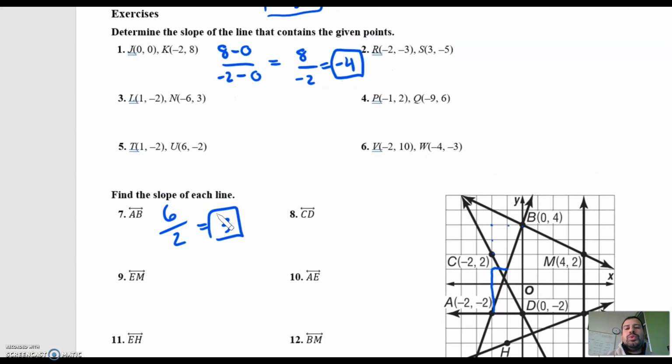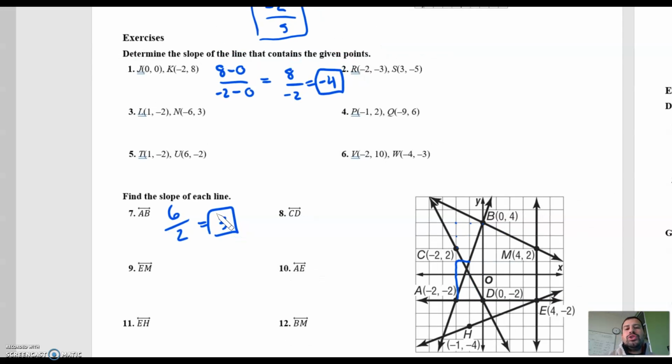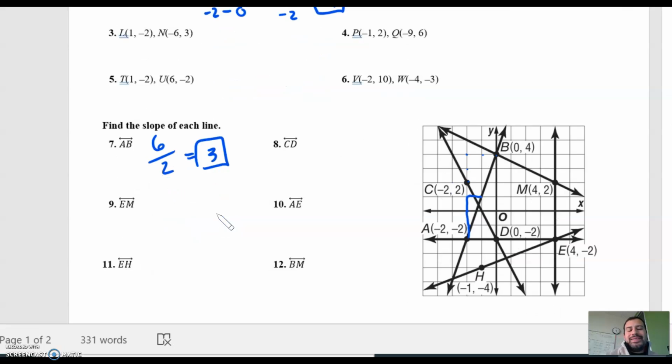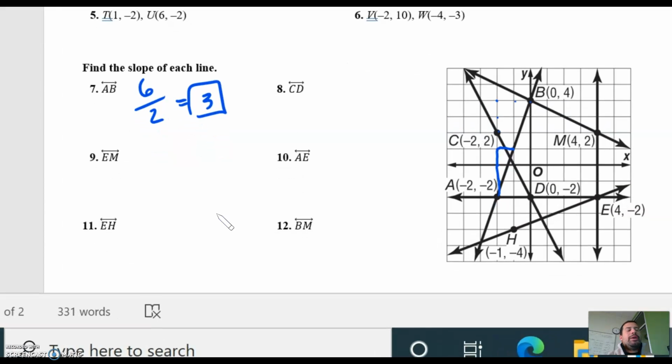All right, so if you're doing them correctly on number 1 from that first group, I got -4. I got 8 minus 0 over -2 minus 0, which reduces down to -4. The second group is very similar to that, so you should be able to do this one as well. This one, it's easier just to count the rise over run, so that's what I did here. I went up 6 units and over 2. That reduces down to 3. I checked it just to make sure. It looks like it is going up 3 and over 1. So the slope of the line AB is 3.